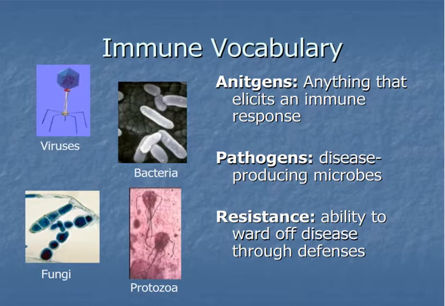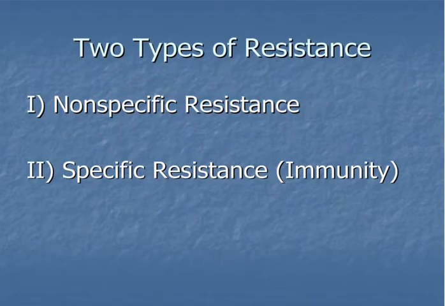Okay, finally the third term here is something called resistance. Resistance is the body's ability to ward off disease through both internal and external defenses. So as I said before, there are two major types of resistance. The nonspecific resistance, which is good against a wide variety of pathogens, and the specific resistance or immunity, which targets certain types of pathogenic cells and organisms. So we're going to talk about each of these in some detail.